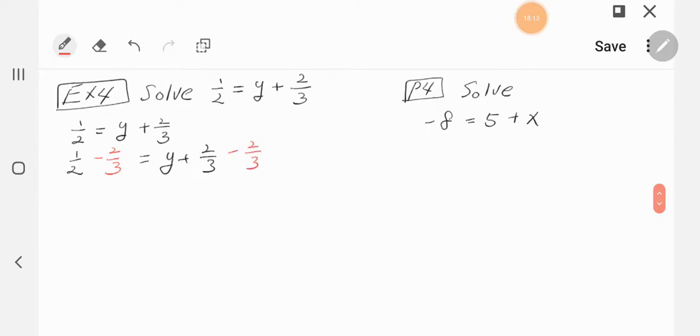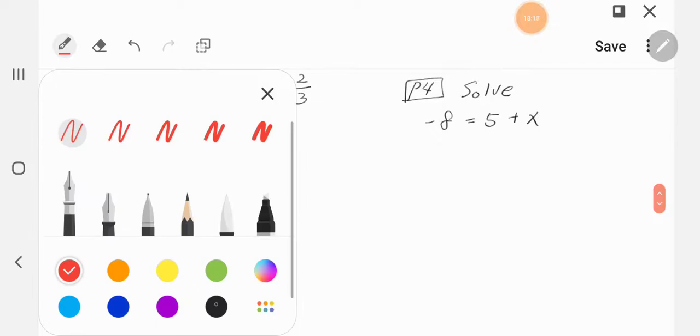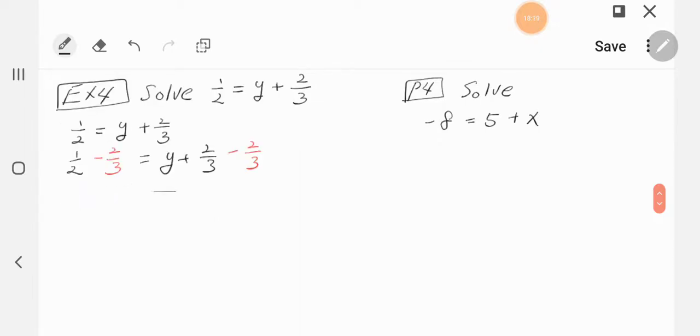Okay, subtract negative 2/3, add negative 2/3 to get rid of this positive 2/3. Then on the right-hand side these 2/3 cancel out, right? So the right side is y. On the left side, let's do the same thing.